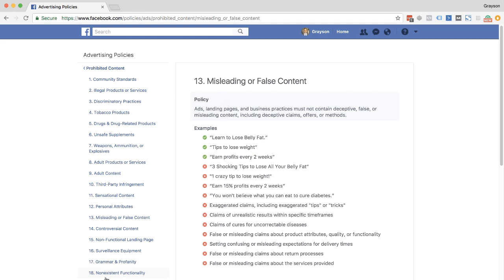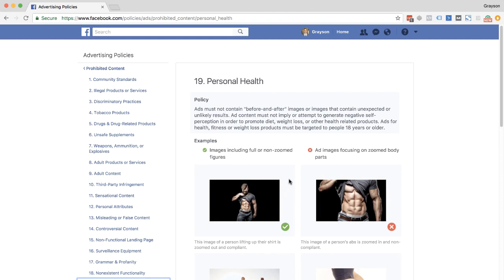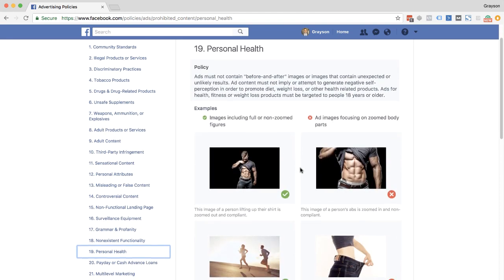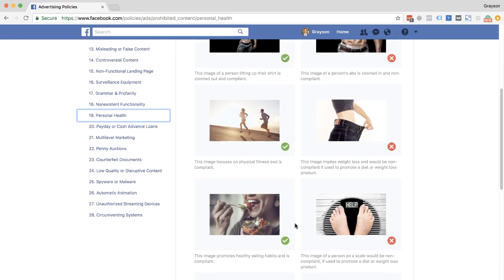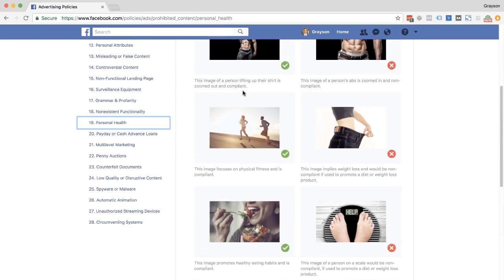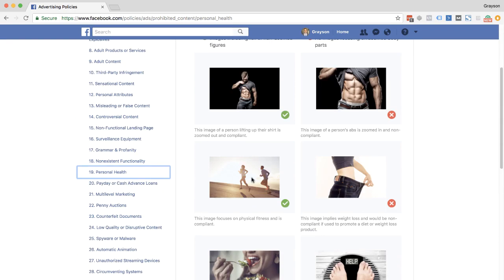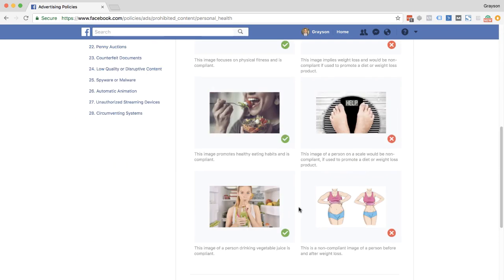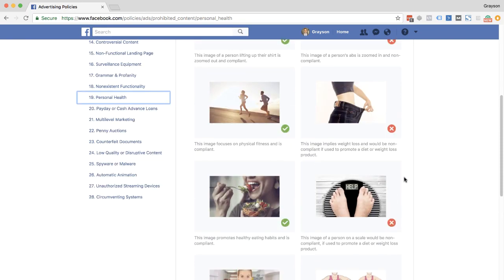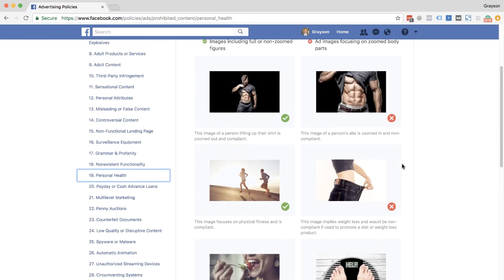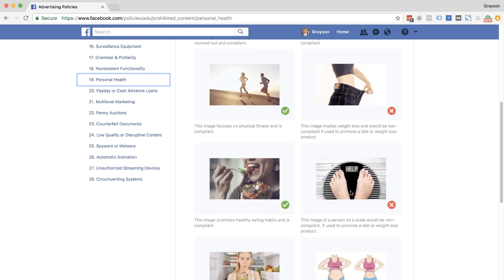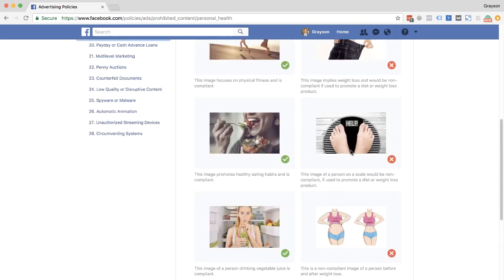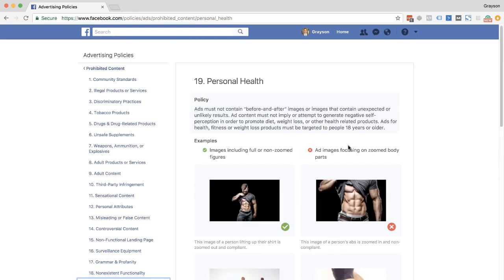And the last one is personal health. Really what this comes down to is this is more about the ads. We can't have before and after images as any of our ad images. So having some of these more generic pictures like people running, eating salad, that's fine. But some of the more common weight loss pictures that you see on the internet with the oversized pants, the scale, before and after pictures, that's just not going to fly. So just stay away from those completely.